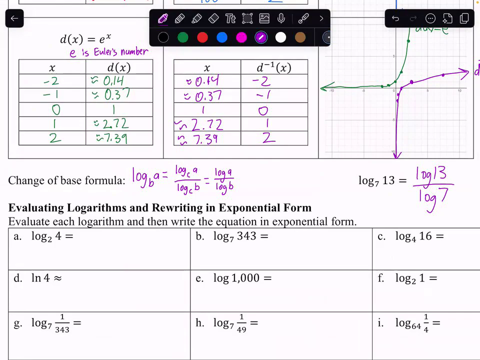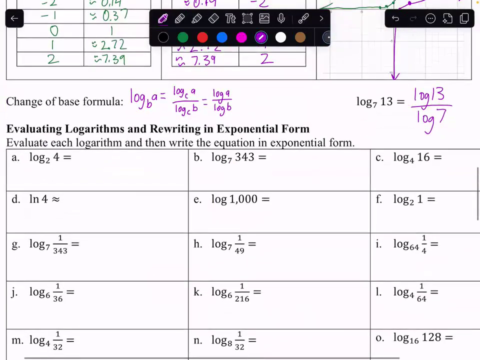Okay, so with that in mind, we should now be able to use our calculators for this next section. Okay, so problem A, log base 2 of 4. Again, if you look at your calculator, you probably don't have a log base 2 button. So we can apply this change of base formula to rewrite it as log of the argument 4 divided by log of the base 2.